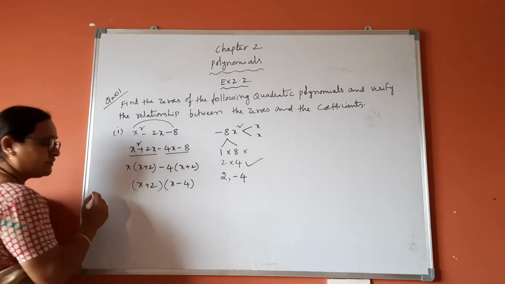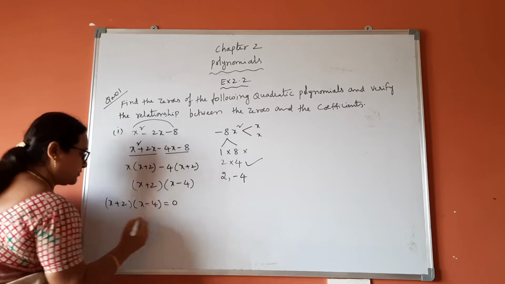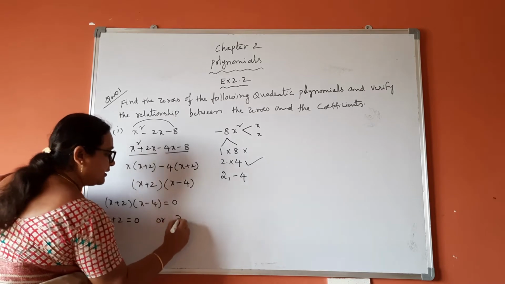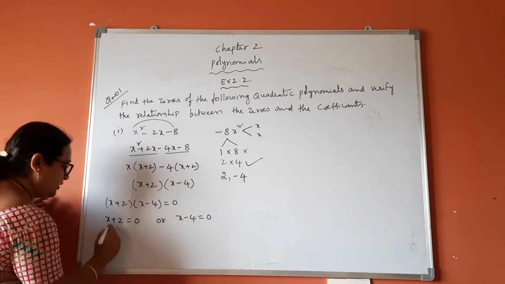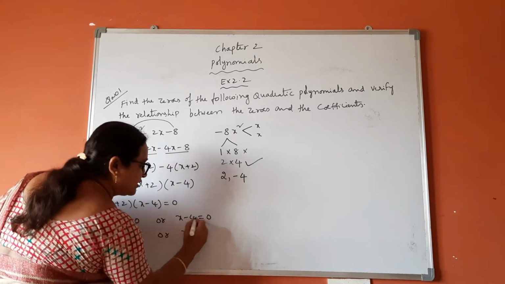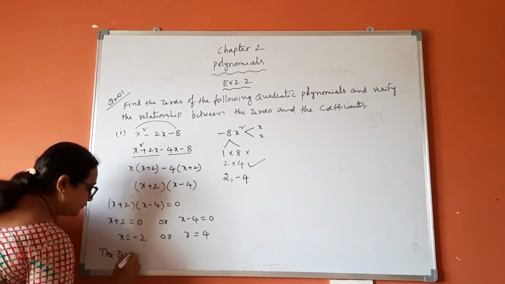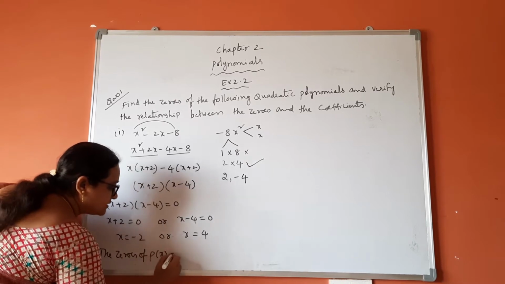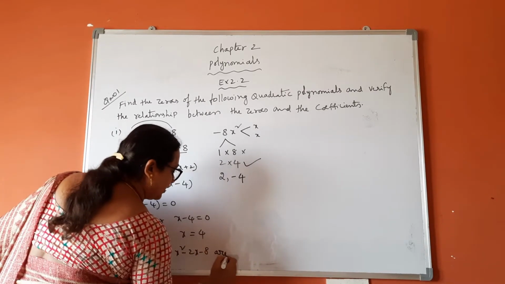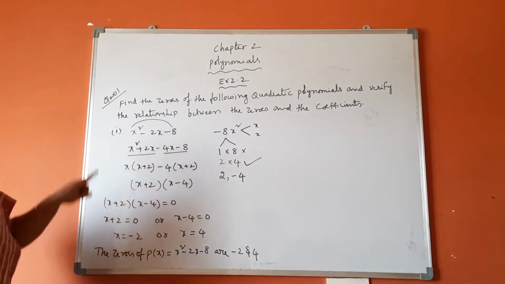So for zeros, we will equate this to 0. So x plus 2 into x minus 4 is equal to 0. So x plus 2 is equal to 0 or x minus 4 is equal to 0. If x plus 2 is equal to 0, x is equal to minus 2. X minus 4 is 0, so x is equal to 4. So the zeros of P of x is equal to x square minus 2x minus 8 are minus 2 and 4. So these are the zeros of the given polynomial.